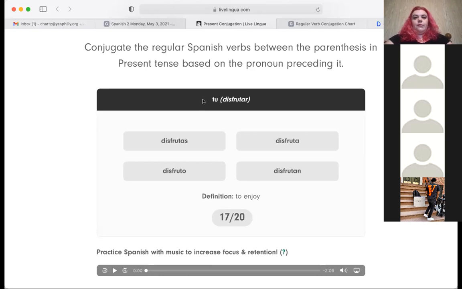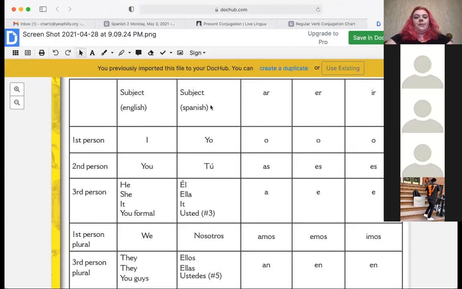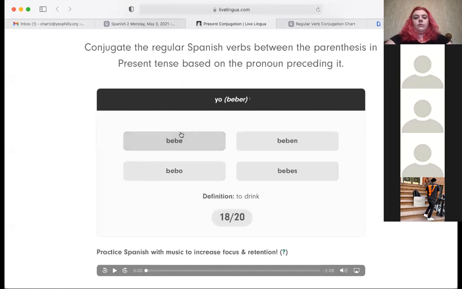Anyone want to take a guess? Well, let's go to our chart. And here's our subjects. So we're going to go down to tú, right? It's an AR verb. So our ending is going to be AS, right? Disfrutas.